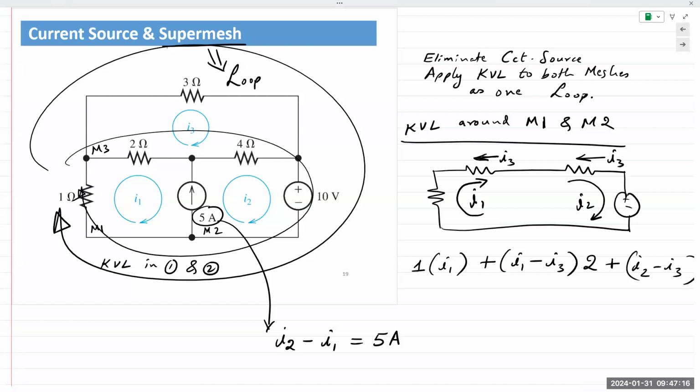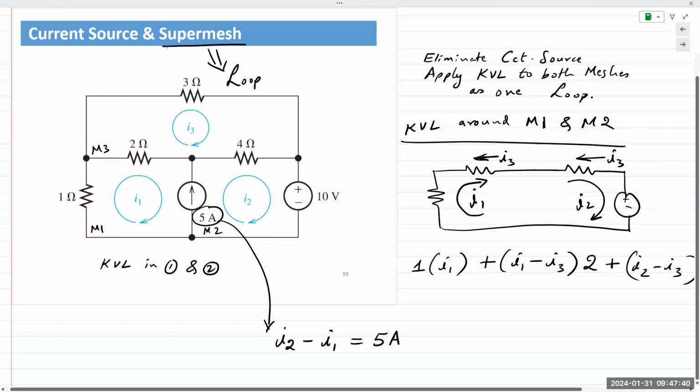Because this super mesh right here has 4 quantities, the equation that we just wrote. But if you write an equation for the big outer loop, there's only 3 quantities. Again, as an engineer, it's up to you to choose the best and the most efficient method. The fewer quantities we have, the lower the chances of error. Okay, any other questions?